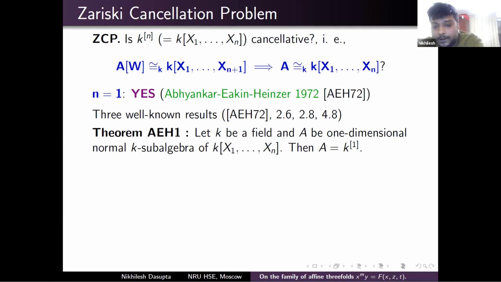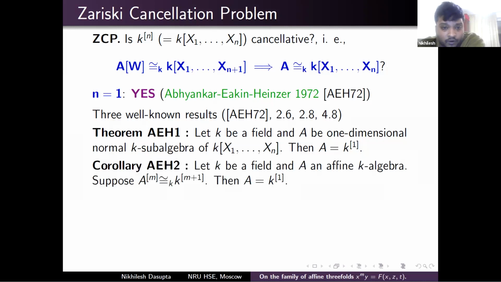So let K be a field, and I stress that it is any field. It does not depend on the characteristic of the field. Let A be a one-dimensional normal K-subalgebra of K[x1, x2, ..., xn] for any n. By normal, I mean it is integrally closed in its field of fractions. Then A is K^[1]. So if you find a normal one-dimensional subalgebra sitting inside a polynomial ring, then that affine domain has to be a polynomial ring.